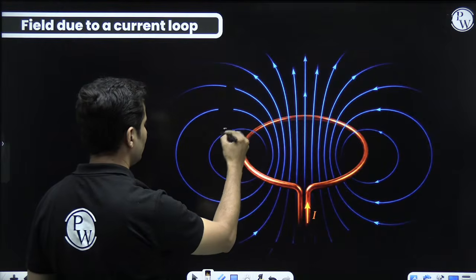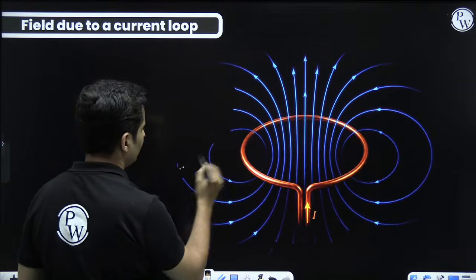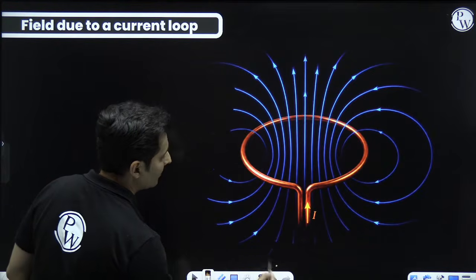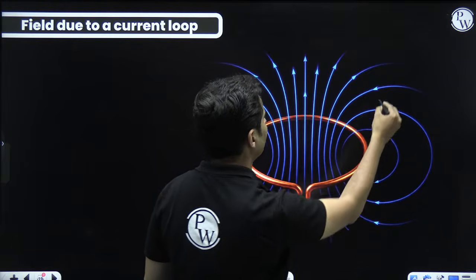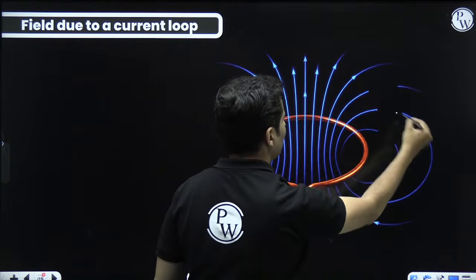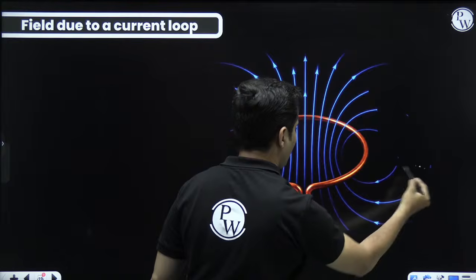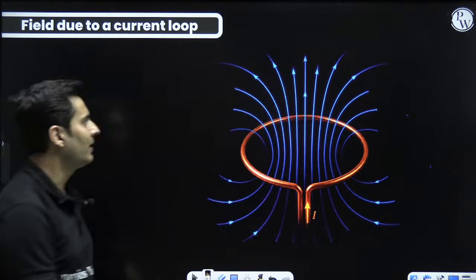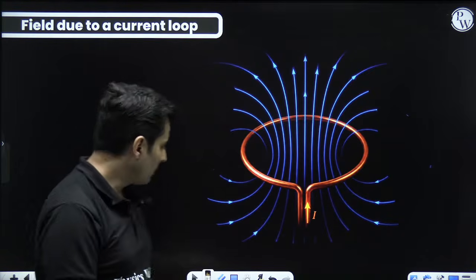Just 1 second. Now it all makes sense. I don't want to give you wrong directions over here. It should go all like this, right? Outside, outside. So some of the directions just got flipped in this. Now it's fine.